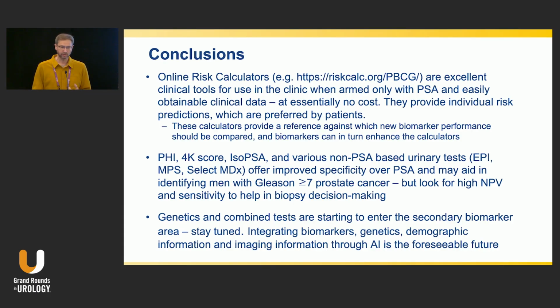PHI, 4K, IsoPSA, and various non-PSA-based urinary tests like EPI, MPS, and particularly SelectMDx seem to offer improved specificity, and they may help identify men with higher grade cancer. But you really want to look for a high NPV and a high sensitivity to help biopsy decision making, I believe. And ultimately, genetics and combined tests are starting to enter this arena. Integrating the biomarkers, the genetics, the demographic info, and imaging throughout, probably via AI, is, I think, the foreseeable future.